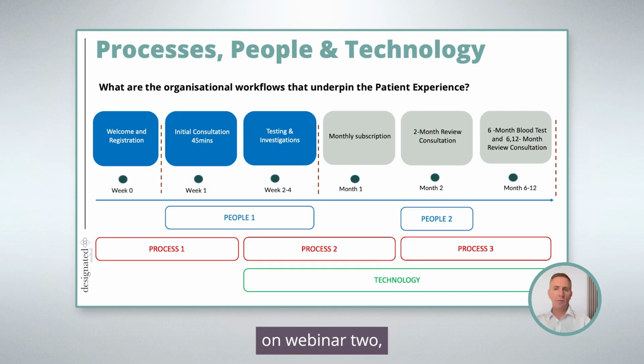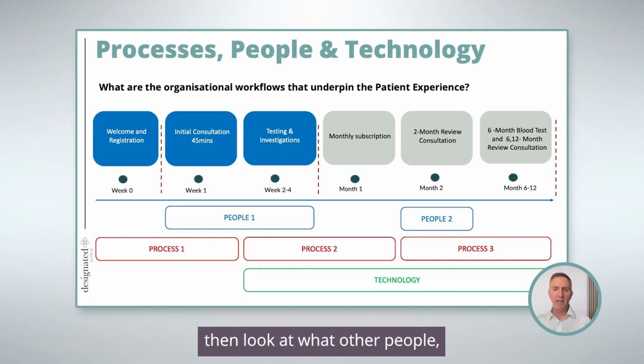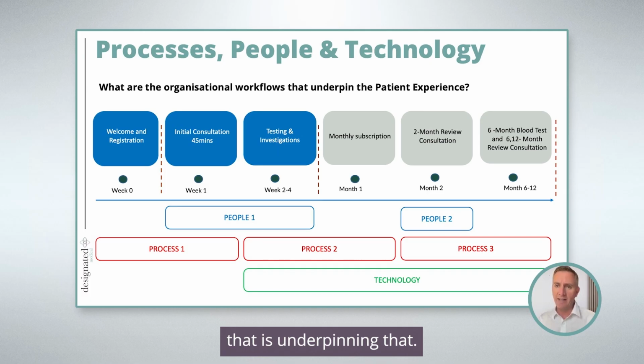Now, I touched on this in webinar 2: once you've mapped that perfect patient experience, you need to look at what the people, what the processes, and what the technology are that underpin that. So first you need to look at people. You need to look at both the clinical team and the non-clinical team. How are those people involved through the process? And Jane is going to touch on this a little bit in her people section.